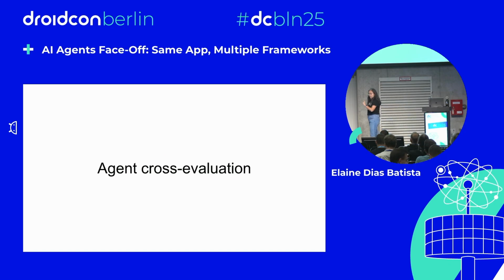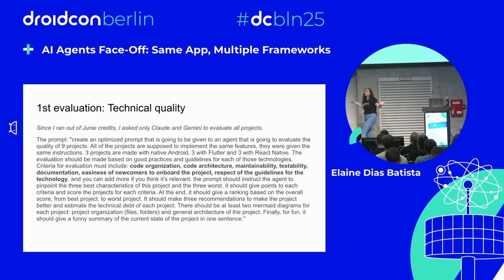So, last but not least, I have 9 projects, and what I wanted to do was for the 3 agents to evaluate all of the projects. I asked Claude evaluate those 9 projects, Gemini evaluate those 9 projects, and Juni evaluate those 9 projects. But the problem is I ran out of Juni credits. I didn't say at the end. I had 1%, I think, of my quota. It was like, okay, I don't have enough to make the evaluation. So I only did with Claude and Gemini.